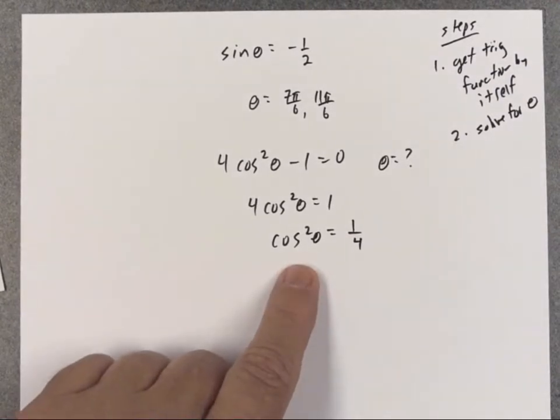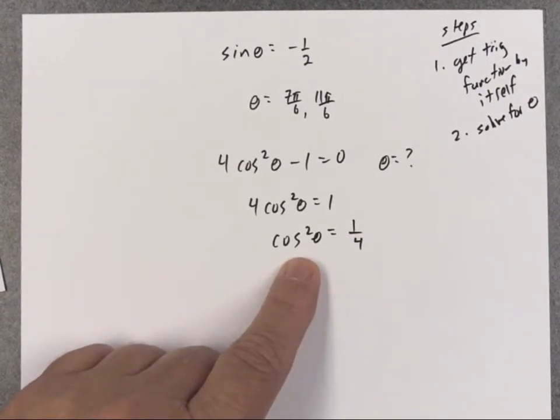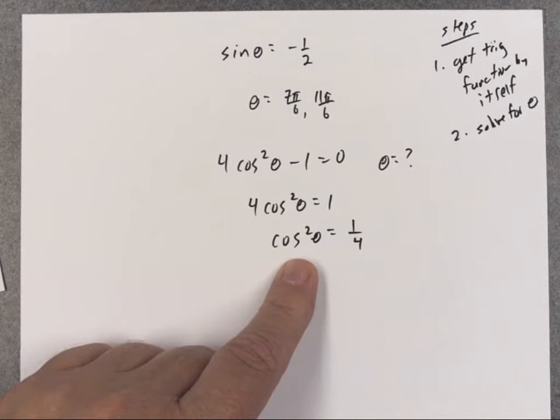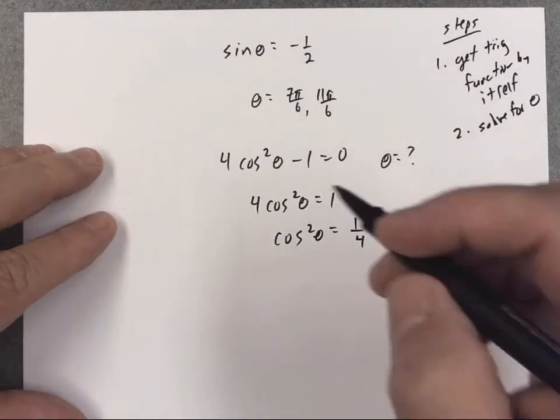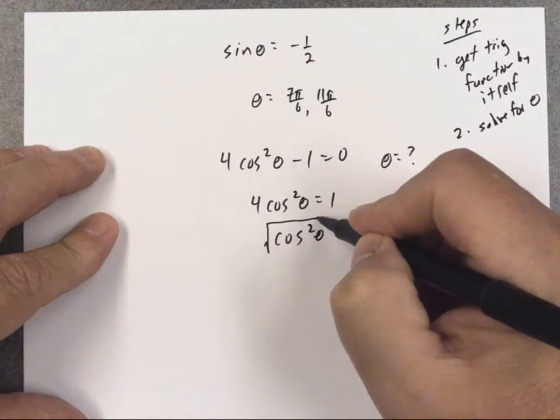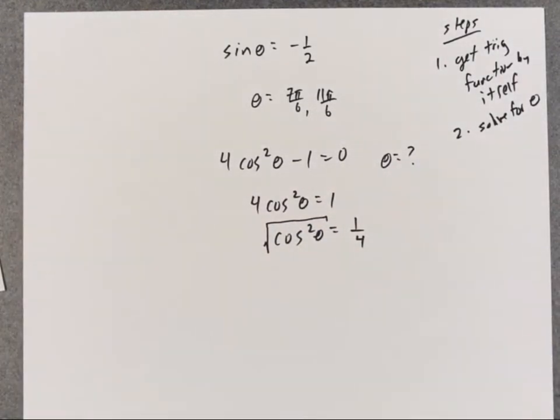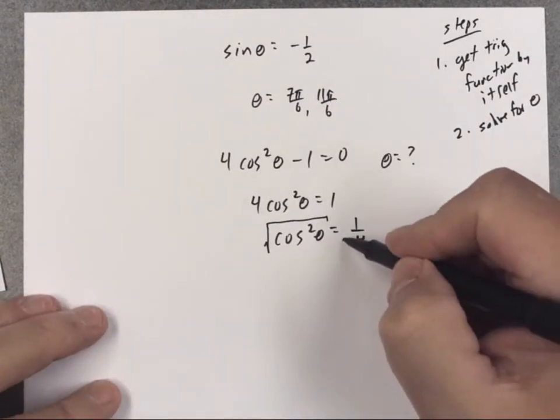Here's what's interesting. I've got the trig function by itself, although you notice it's squared. If I want to solve for this, I really want it to be cosine theta, not cosine squared theta. So what can I do? What can I do to change this cosine squared theta to cosine theta? Well, since it's over here by itself on one side, anytime you have something squared and you want it to not be squared, you have to take the square root. Of course, I have to do the square root of both sides.